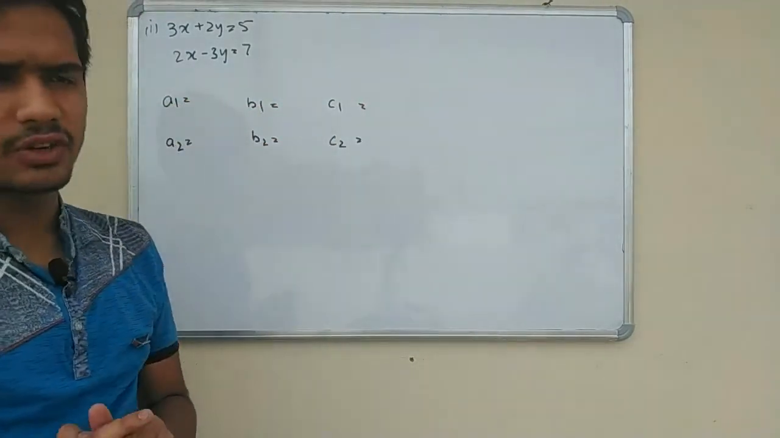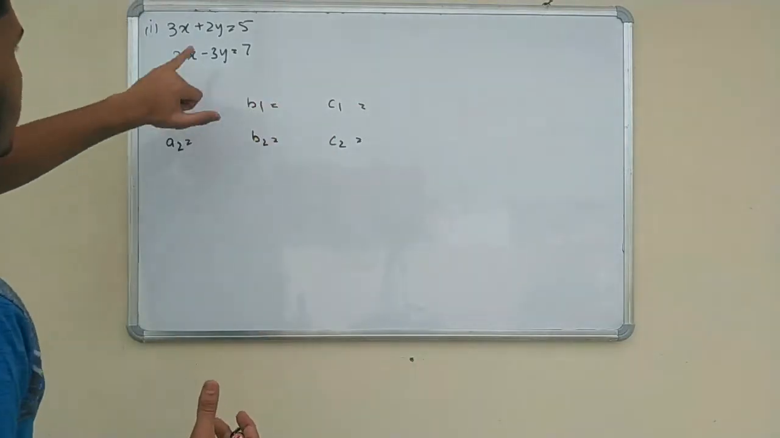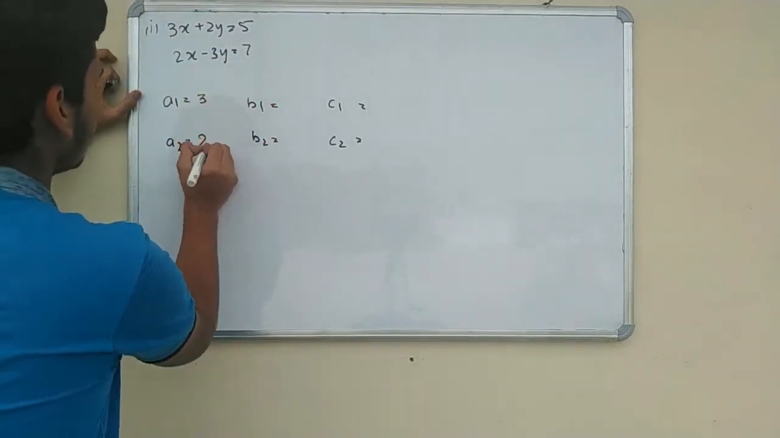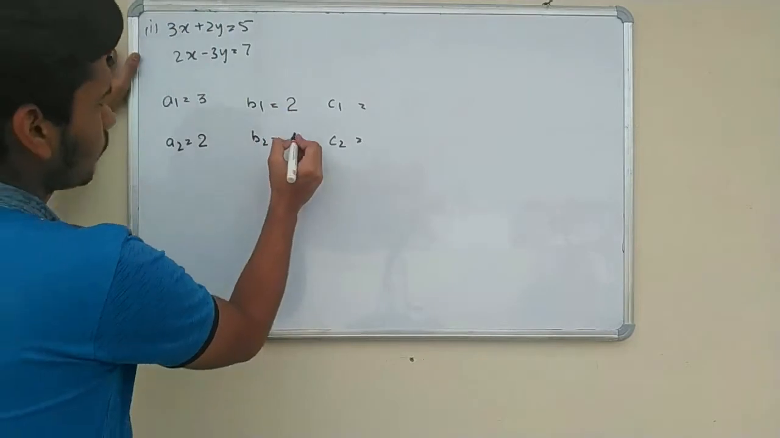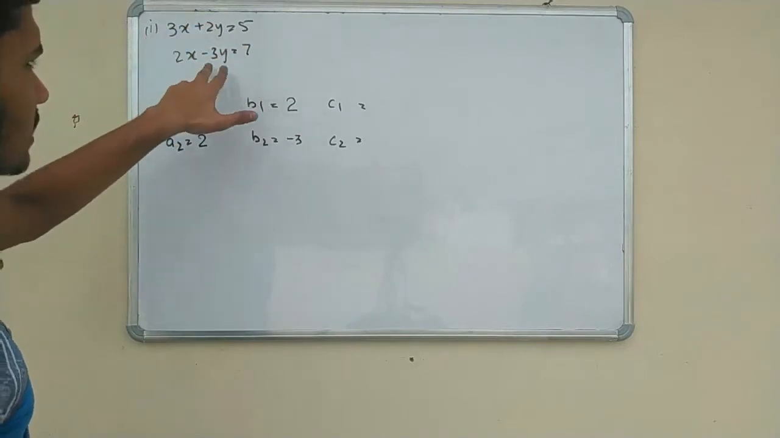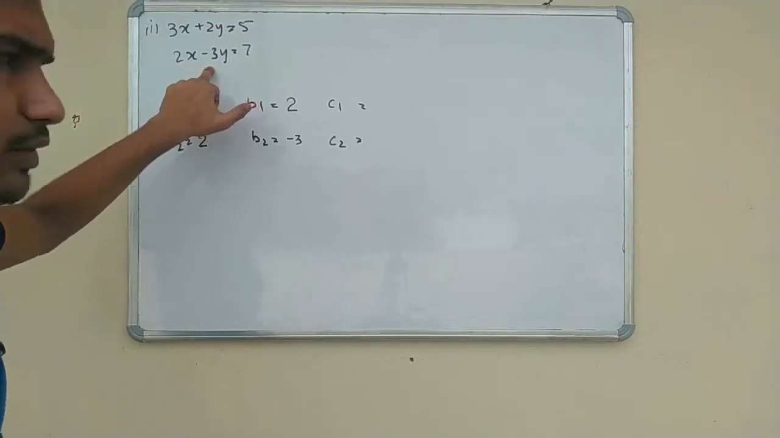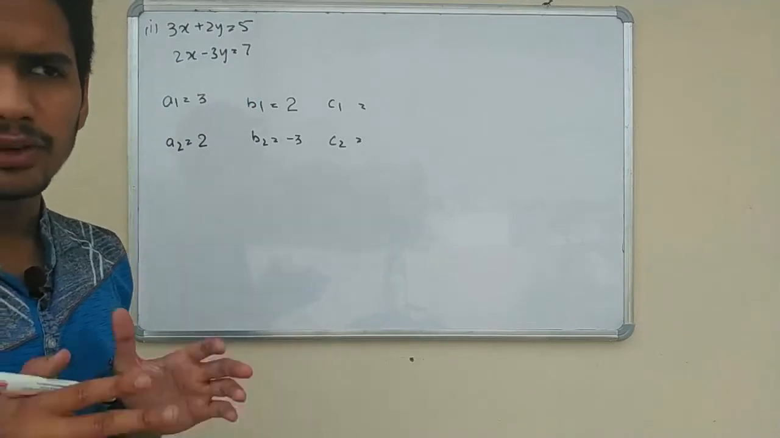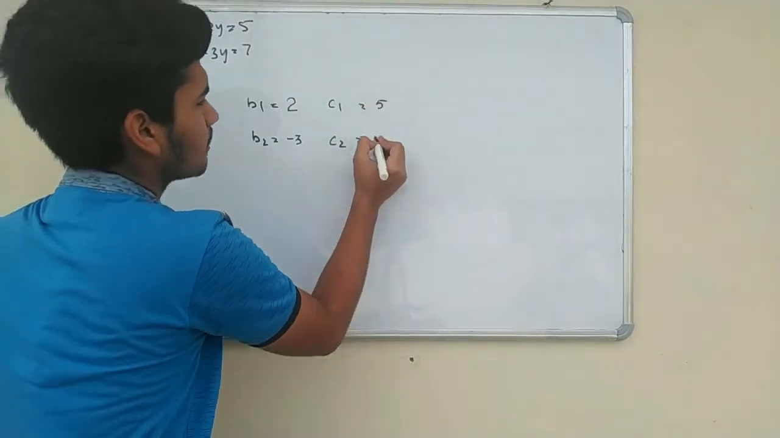As we have done three questions on the basis of this only, till now you have learned that a1 is equal to the coefficient of x in the first equation and a2 is the coefficient of x in the second equation. b1 is the coefficient of y in the first equation and b2 is the coefficient of y in the second equation. And remember this point, you need to write the number with the respective sign it has in the equation. If the number in the equation is negative, then you have to write negative. If it is positive, then you have to write it positive. c1 is plus 5 and c2 is plus 7.